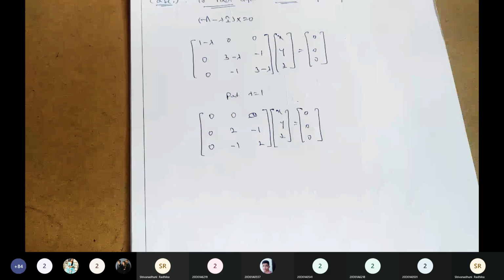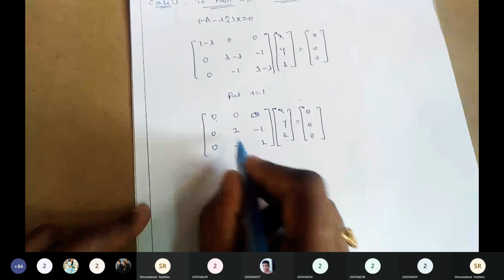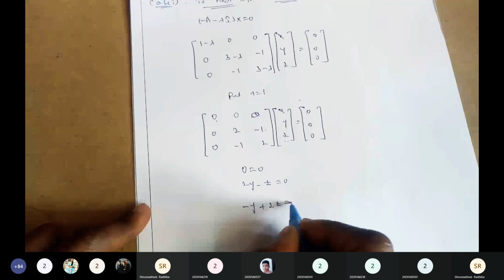Now we are not using the direct formula for finding the variable values. It is clear. So for that purpose, I am going to write first of all here, multiply those two. First, complete 0. Okay. Then next, 2y minus z equals 0. Then go for the next one, minus y plus 2z, which equals 0. It is clear to all of you?